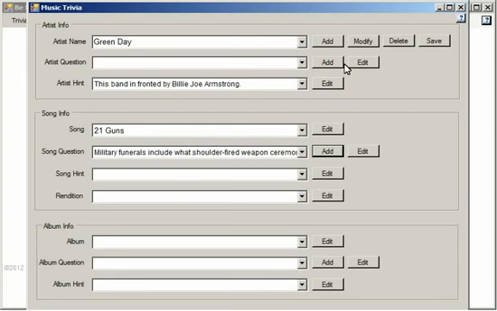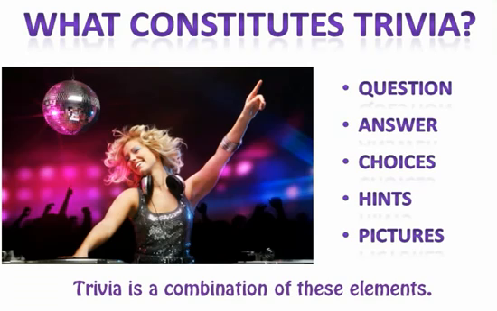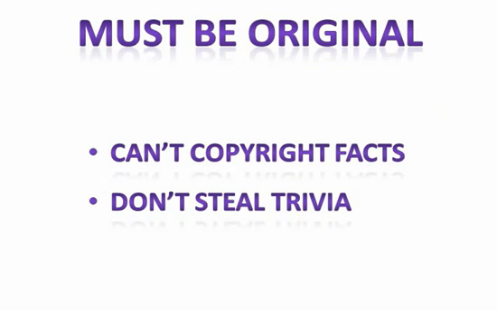Now let's discuss how to write high-quality trivia. In the context of Be the Hit of the Party, trivia is comprised of the following: a question, an answer, multiple choice options, hints, and sometimes pictures. The combination of question, answer, choices, and hints must be uniquely yours. Don't plagiarize trivia because the penalty for copyright infringement is severe.